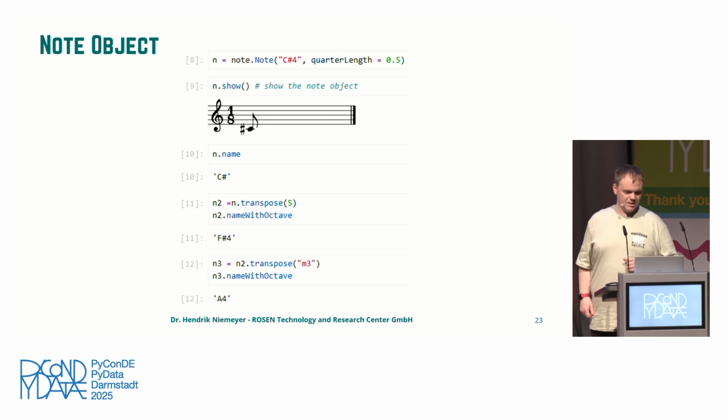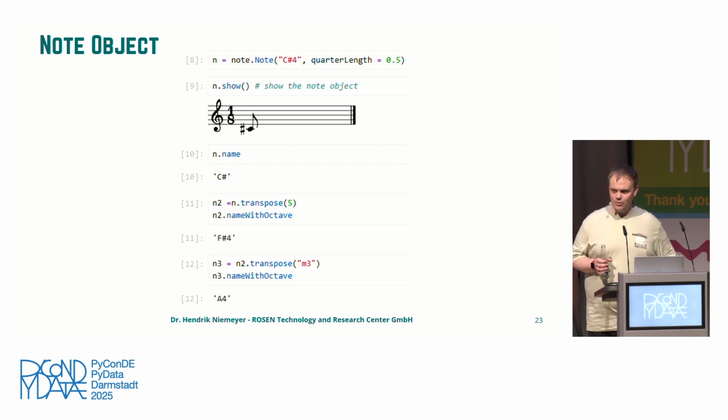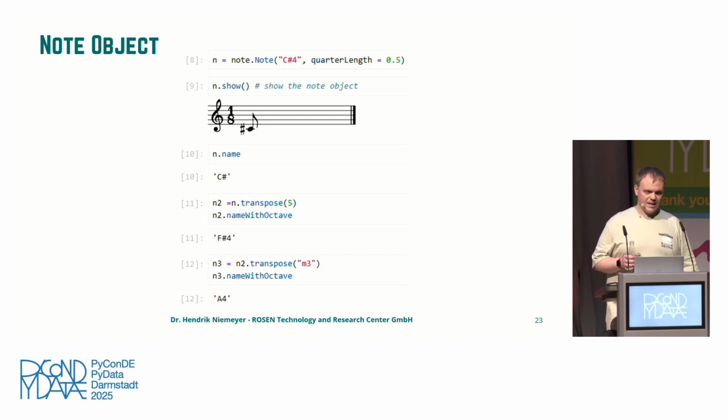The note object itself needs the pitch in scientific pitch notation, for example, as we had on the last slide, or here C#4. And then we need the length of the note, so we can do that with a type argument and write it out, like half note, quarter note, whatever. Or we can use the quarter length argument, where 1.0 represents a quarter note, and everything else is then calculated from that. So a 0.5 is then half of a quarter note, so an eighth note.